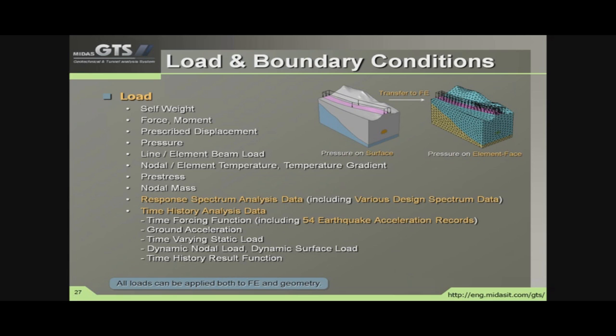So in a way, you can define all the loads to your geometry, and once you mesh the structure, the loads will be automatically transferred to the mesh. So you don't need to define the loads again and again. You can simply define the loads on the geometry, which will be more realistic, and they will be automatically transferred to the meshed structure.